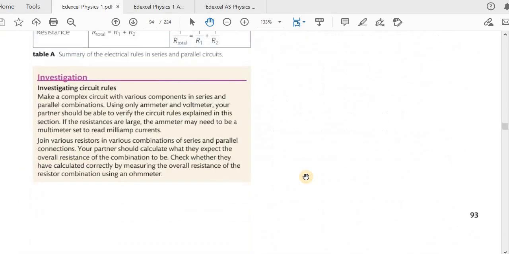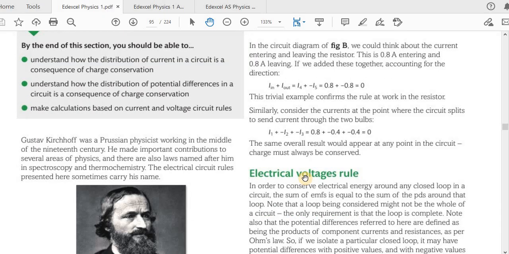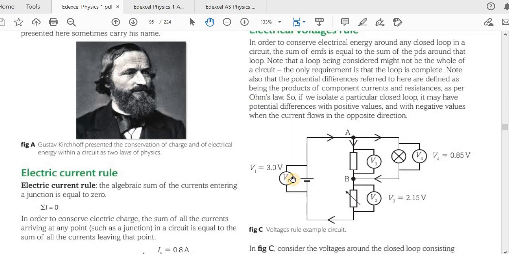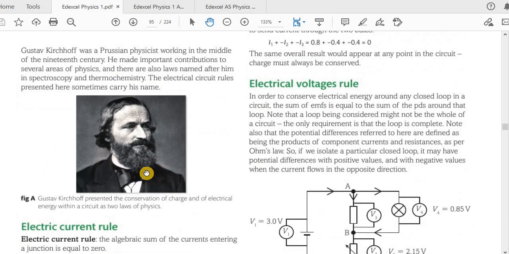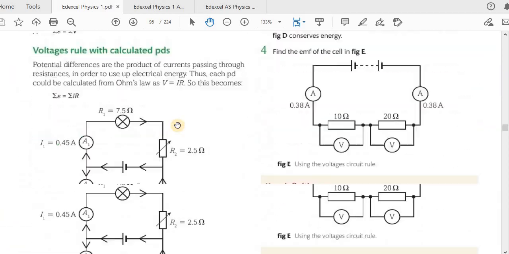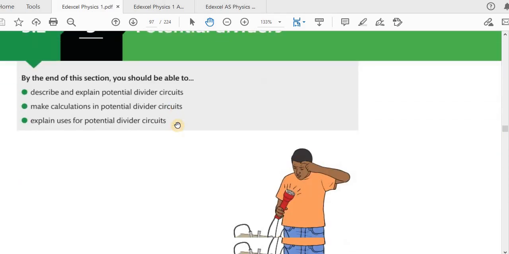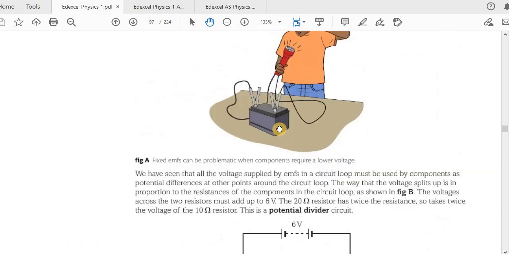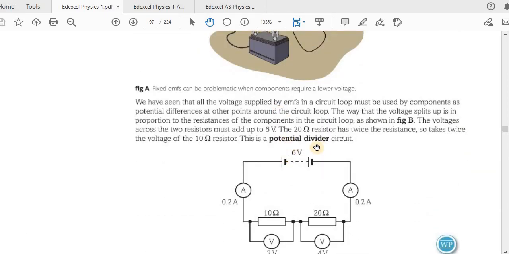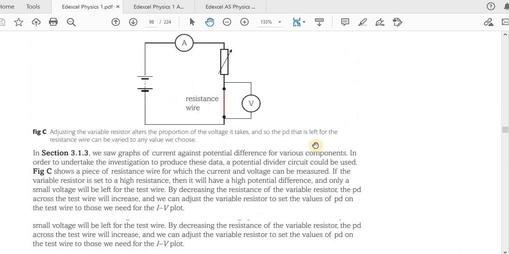Then we will see electrical circuit rules, where you will learn Kirchhoff's first law and Kirchhoff's second law, and you can also see a photo of him here. Then potential divider circuits. From the name itself you can have an idea of what it means. Potential divider, it divides the potential.